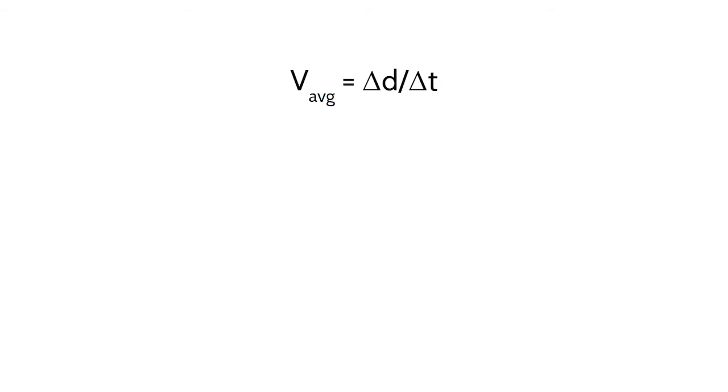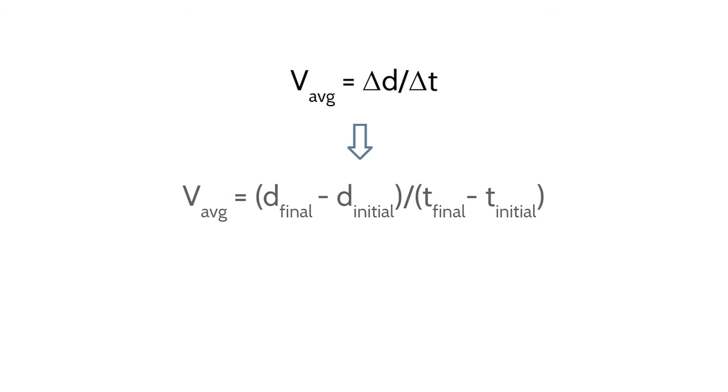The subscript avg stands for average, and the delta symbol stands for change. We can see that change means the initial value subtracted from the final. We usually simplify the look of the equation and just write it as v equals d over t.